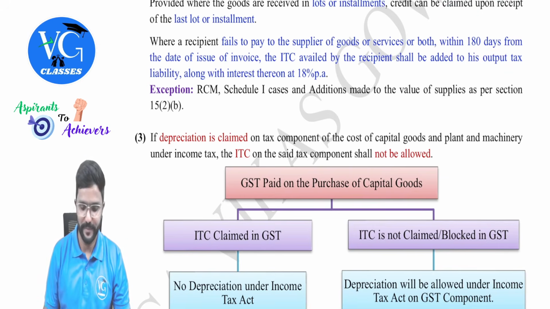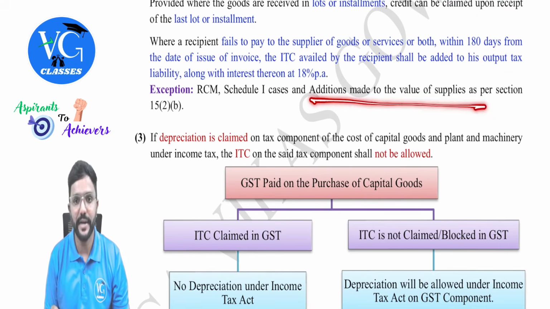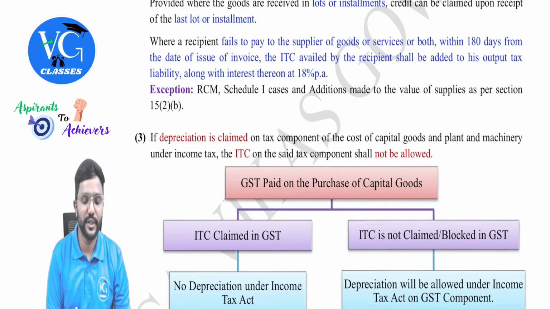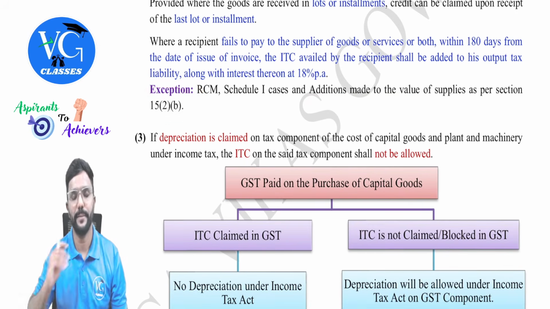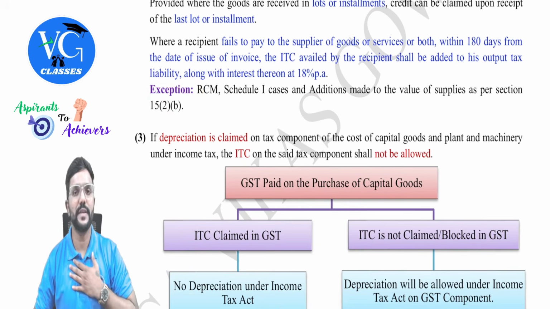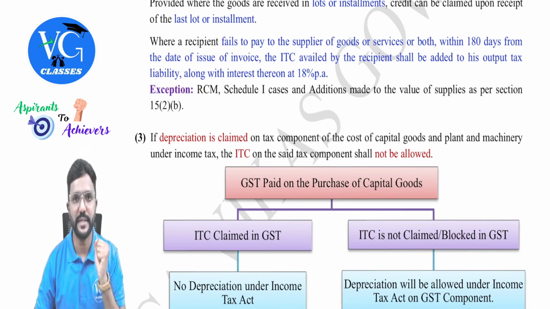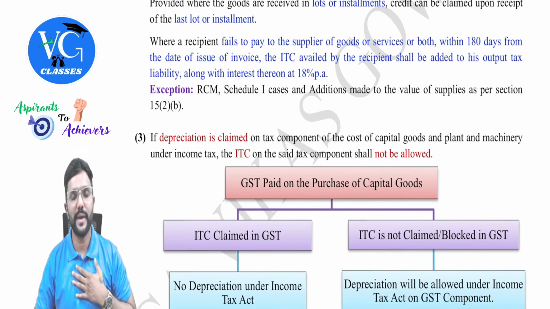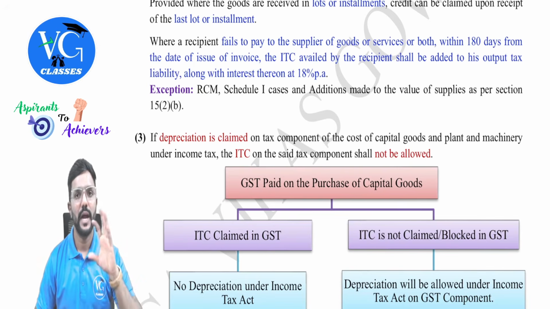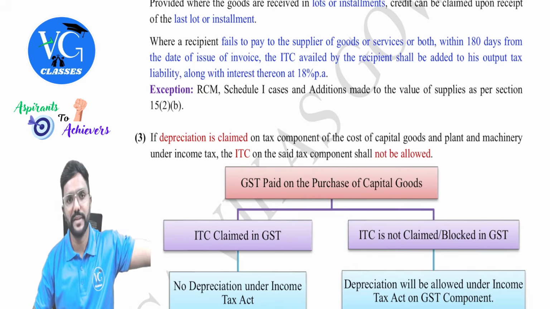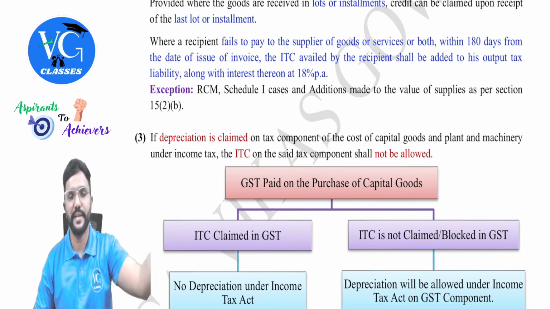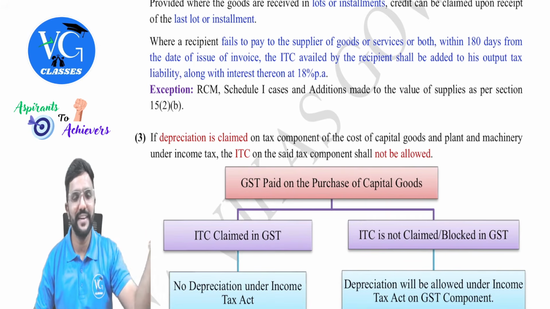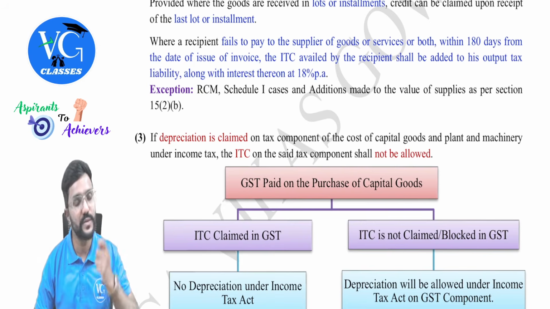Got it? Yes. Then additions made to the value of supplies as per Section 15, subsection 2, clause B. That is, the liability of the supplier is paid by the recipient to a third person. Assume I am the supplier, you are the recipient. I was supposed to pay 10,000 to a third person, which I asked you to pay. So have you already paid it? Yes, to the third person.